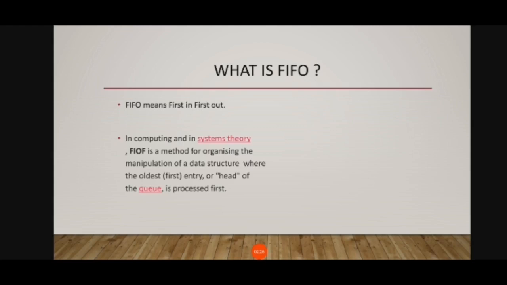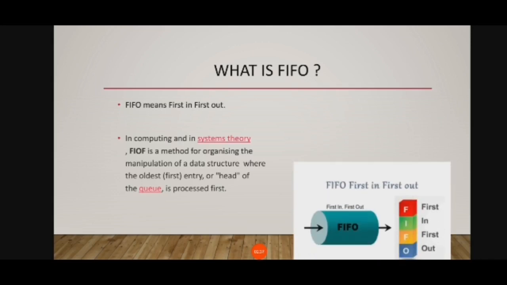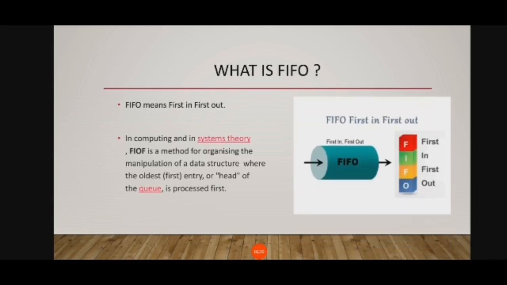In computing and in system theory, FIFO is a method of organizing the manipulation of a data structure where the oldest, that is first entry or head of the queue, is processed first. In the given diagram, the incoming arrow is an input to the FIFO and the outgoing arrow is the output of the FIFO. That means the first input will appear as the first output.